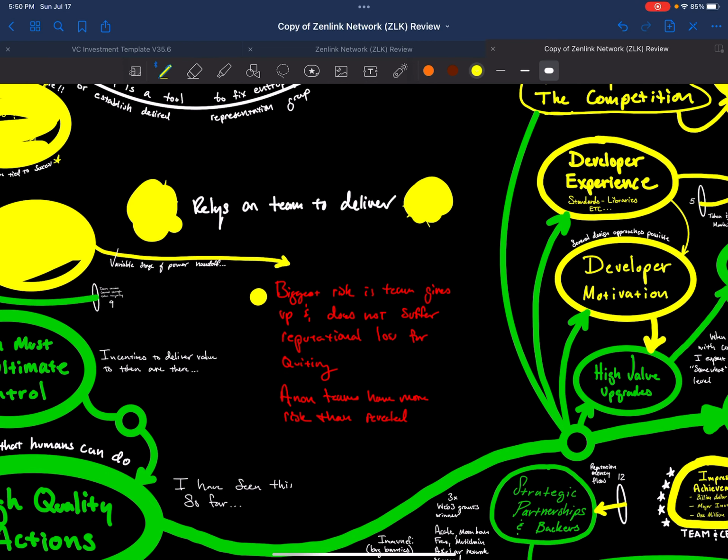The biggest risk in this project, in my opinion, is that the team gives up or that they don't suffer reputational loss for quitting. The reason you want to invest in projects that have teams is if something goes wrong with the project, it goes on the record. So there's a significant motivation to perform well. That's why you want people to tie their identity to projects, so they have reputational loss if they cause some kind of pain to their investors, some kind of pain to their customers. So there is that risk.